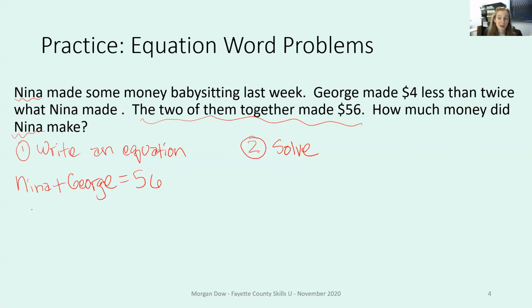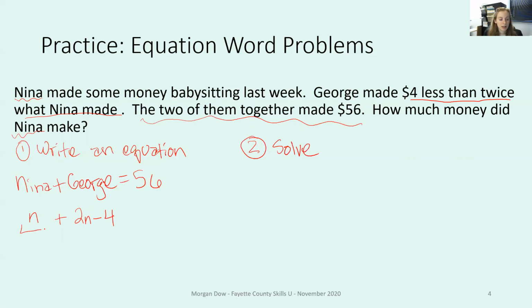So I'm just going to say whatever Nina made, let's call that N. So I'm replacing the name Nina with N for short. And then let's think about George. So George made 4 less than twice what Nina made. So George made twice what Nina made and then 4 less than that. So take away 4, right? 2 times whatever Nina made and then take away 4.